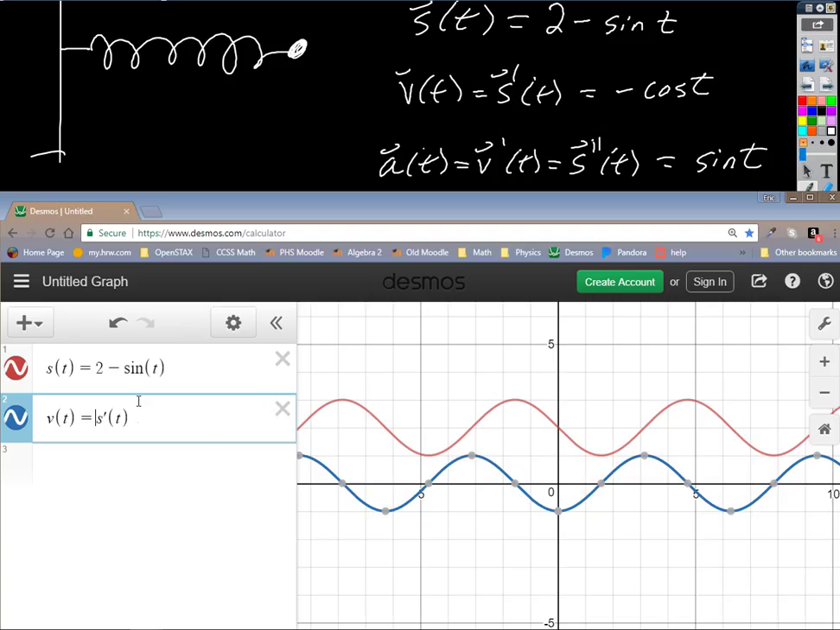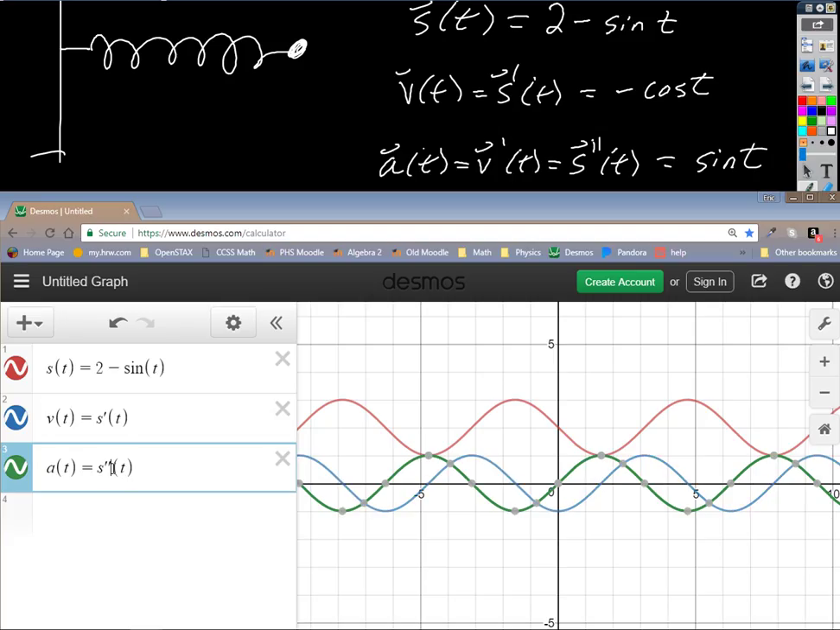Let's see if we can take a second derivative. I have a feeling we can, though. Yeah, it does it. Okay, look at that. Does the acceleration make sense? Let's look at that story.